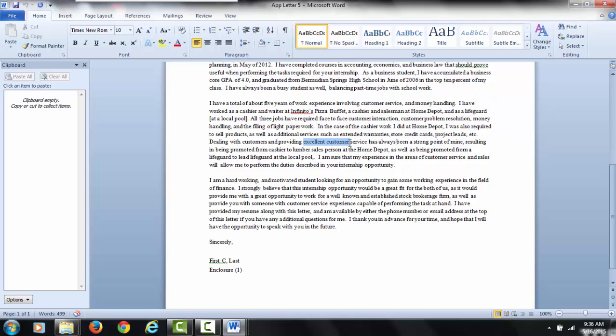Good. And they're taking a look here at a hierarchy. They're giving a lot of specific detail. Very good. This one here, they're really trying to sell themselves at the end. And you can see that this is optional. Some people like to put a lot of information here. I strongly believe that this internship would be a great fit for the both of us, as it would provide me a great opportunity with a well-known established stock brokerage firm, as well as provide you with someone with customer service experience capable of performing the task at hand.